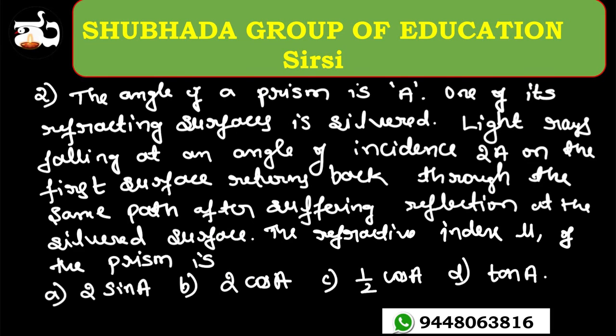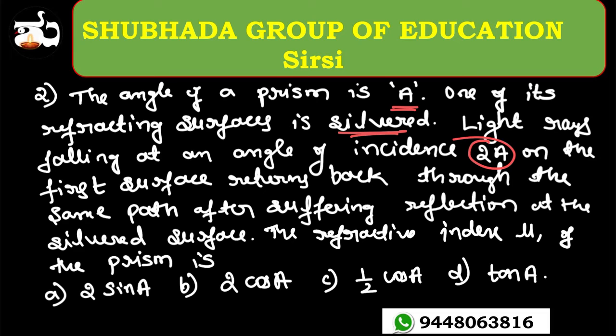Okay, so let's move to the next problem. The problem says that the angle of a prism is A. So the angle of the prism is A here. One of its refracting surfaces is silvered. This is the second condition given. Light rays traveling at an angle of incidence of 2A, one more piece of information, on the first surface return back through the second plane after suffering reflection at the silvered surface. The refractive index of the prism is the question here, correct?